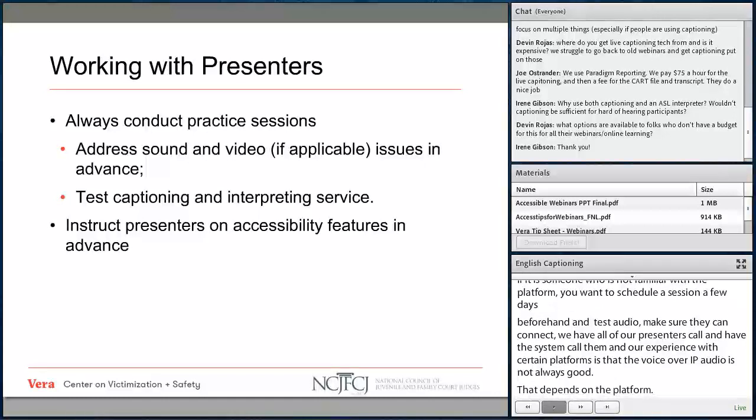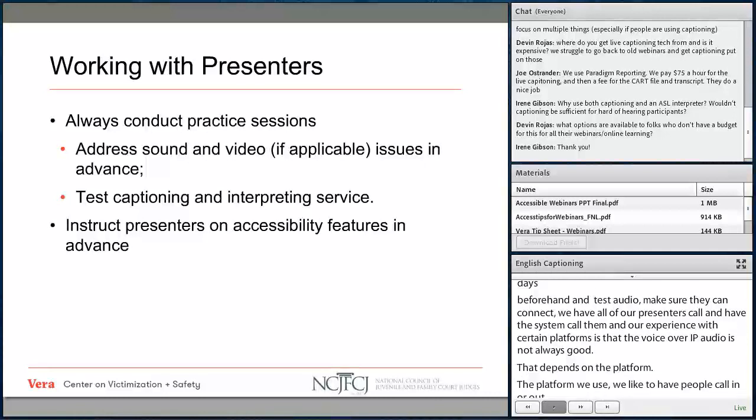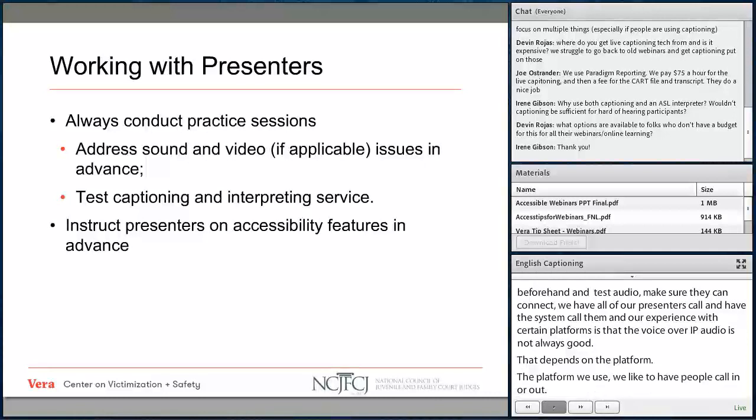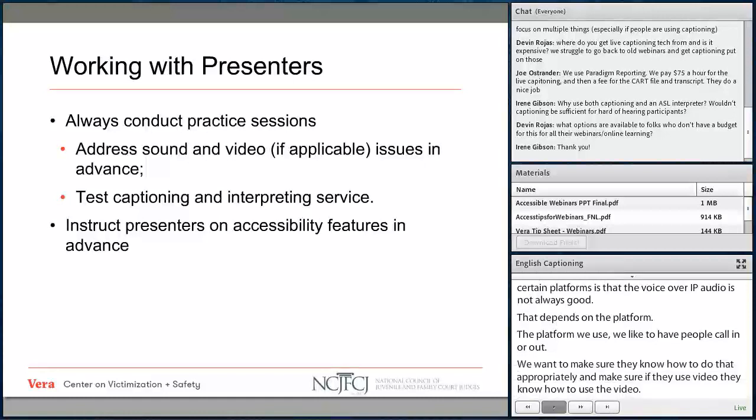We want to make sure that if they're going to use video, they know how to use the video. We want them to know the setup, where the interpreter is, where the captioning is, and then some of the behind the scenes, like where the presenter chat is, where they can talk to each other, things of that nature. We like to orient all of that in advance. And then typically we test our captioning and interpreting service.